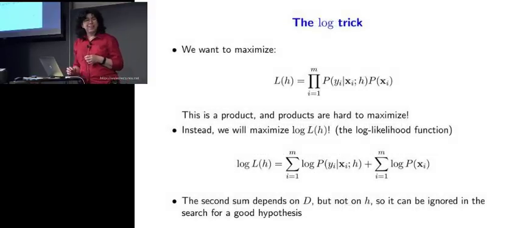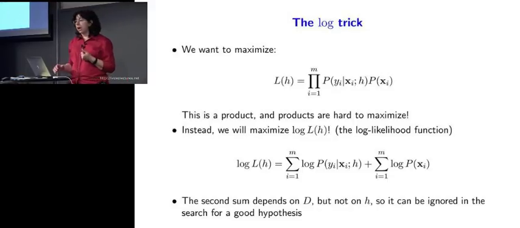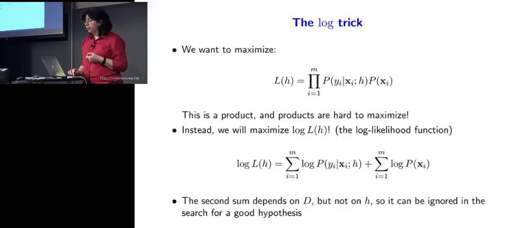And of course, we can apply the log trick. We have a product, but we don't really like to work with products. We take the log of that. That gives us a sum. And in this sum, we have the log of the likelihood of the hypothesis. And we have two terms. One has to do with the probability of the inputs. It's log P of xi. And the other one is log P of y given x and the hypothesis.